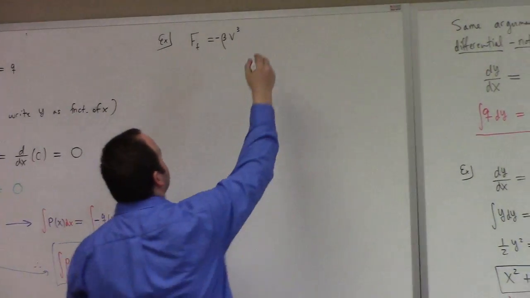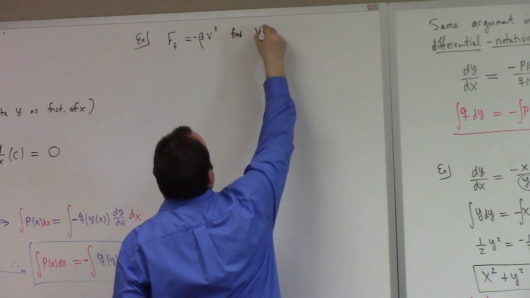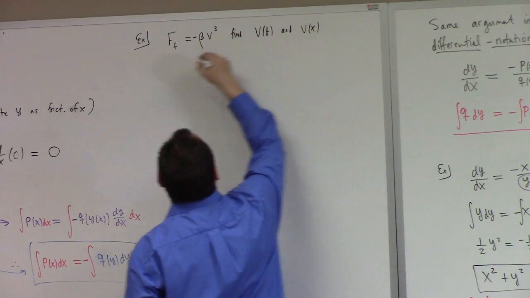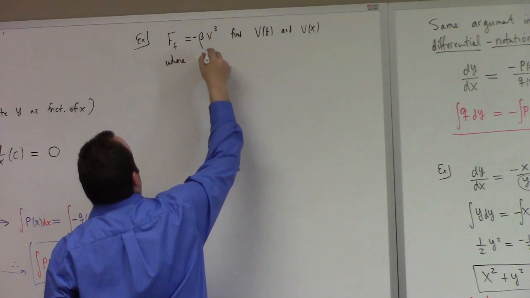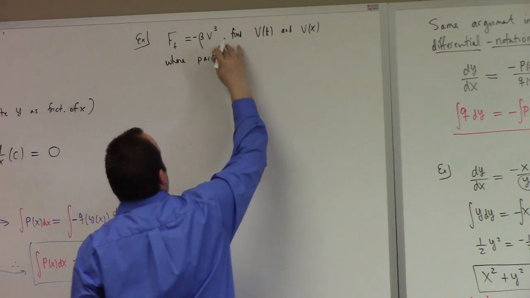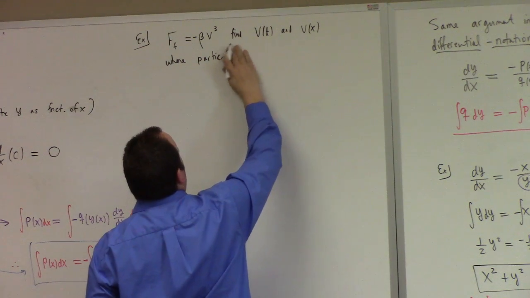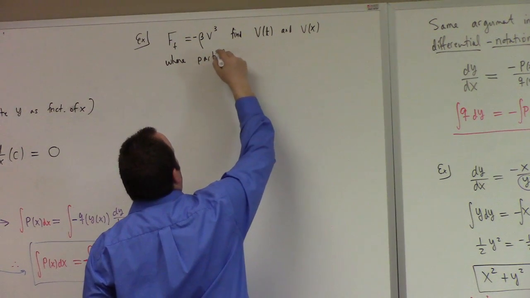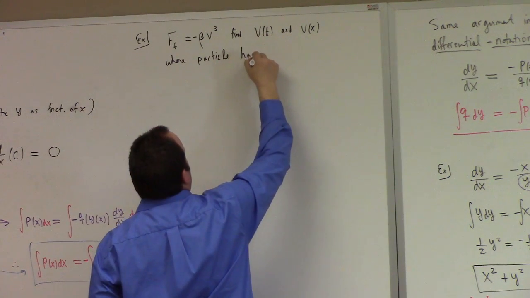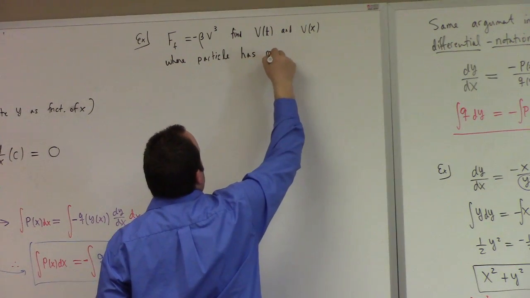Okay. Find v of t and v of x, where particle. How do you spell particle? I don't remember. Particle, yeah. That seems wrong. I've forgotten how to spell particle. What's wrong with me? Let's see here. Particle has mass m. Now has two s's on it. Good gracious, what is wrong with me?